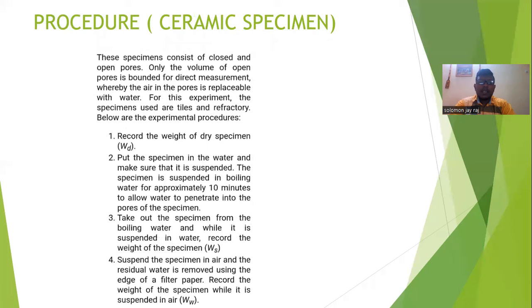Next will be the ceramic specimen. In the ceramic specimen, we use the glass tiles, refractory, and bricks as specimens. So these specimens contain closed and open pores. Only the volume of open pores is available for direct measurement, whereby the air in the pores is replaced with water. For this experiment, the specimens used are tiles, refractory, and also brick.